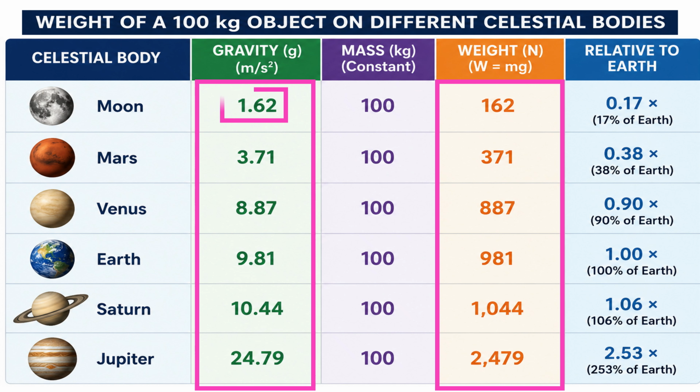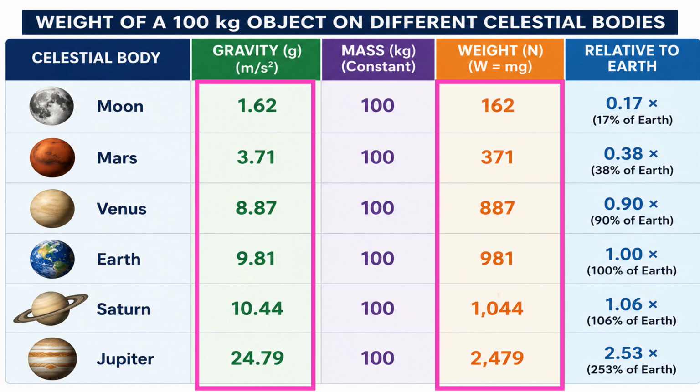On the Moon, with a gravity of 1.62 meters per second squared, the object weighs only 162 newtons. On Mars, its weight increases to 371 newtons. On Venus, it becomes 887 newtons. On Earth, where gravity is 9.81 meters per second squared, the weight is 981 newtons.